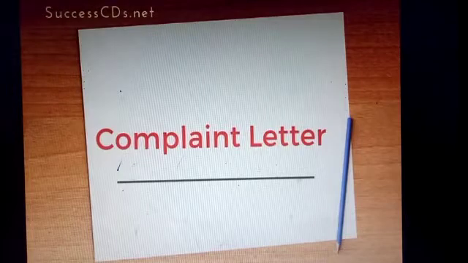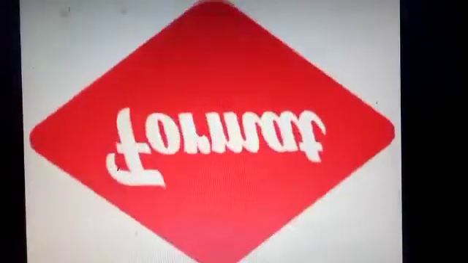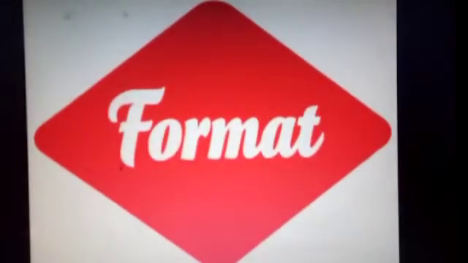So now let's see how to go about this letter. Now you will get this letter in your exams and you will be marked for your format, content and expression, where expression includes your grammatical errors and vocabulary. Now there is a particular format for writing this letter. Let's see how it is.